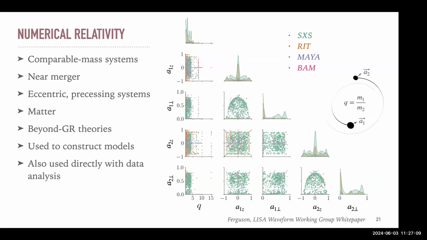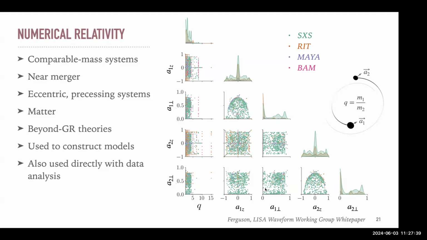Each point on the plot is a simulation, and we're showing the mass ratio, the aligned component of the spin, and the precessing components of the spin, which is that perpendicular, for both the primary black hole, which is A1, the larger black hole, and A2, which is the secondary black hole. The diagonal shows the one-dimensional distributions, and the off-diagonals show the two-dimensional distributions.